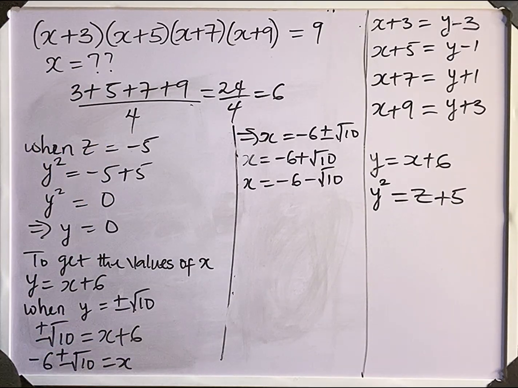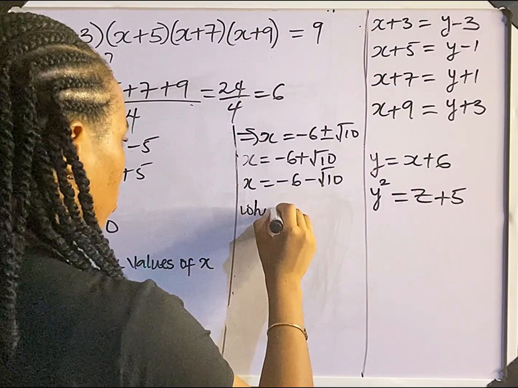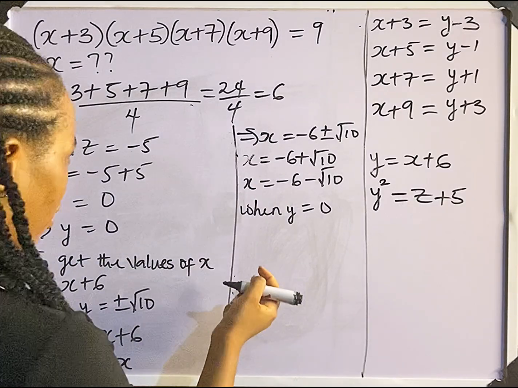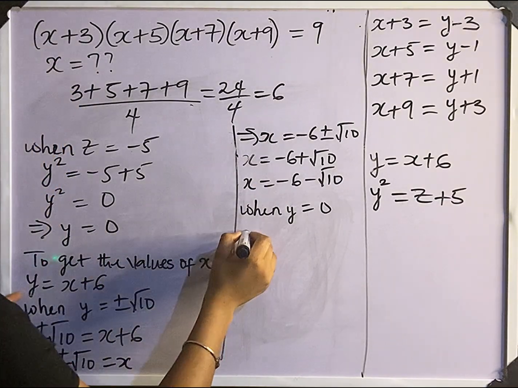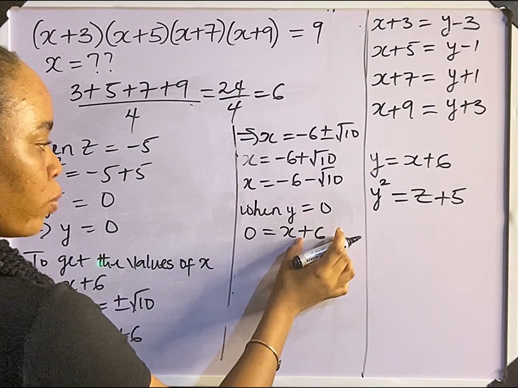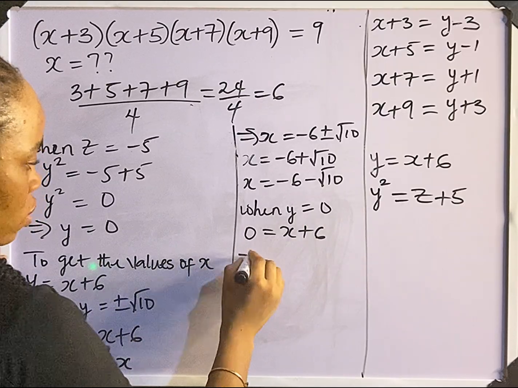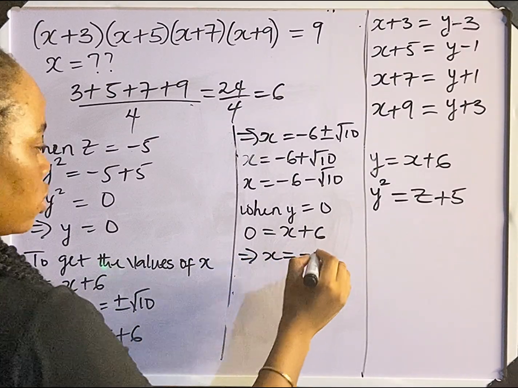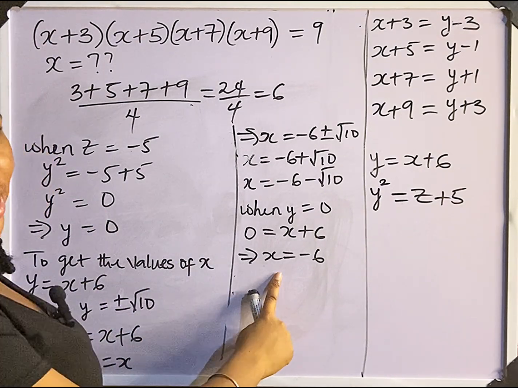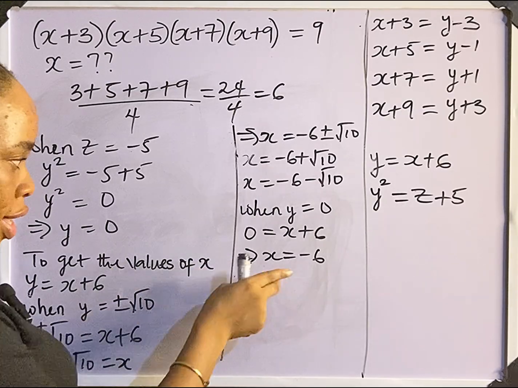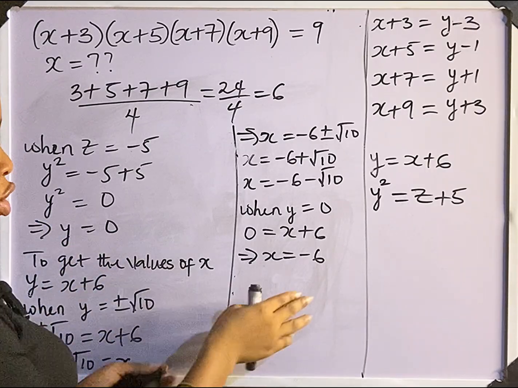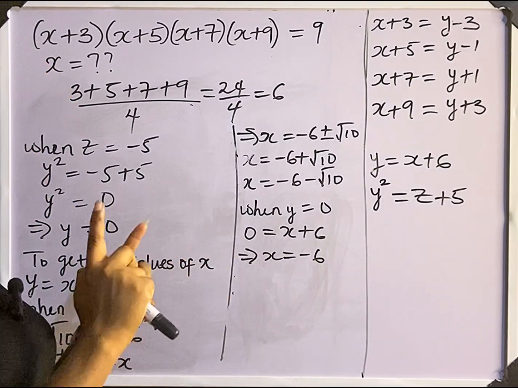So we have when y equals 0, right? When y equals 0, what do we have as our x? So this becomes 0 equals x plus 6. So when plus 6 comes over to the other side, it becomes minus 6. So this implies that x equals minus 6. Now you see that we only have one root for x instead of two distinct roots. That is because y here is just 0. So because y is 0, the two roots collapse to just 1.